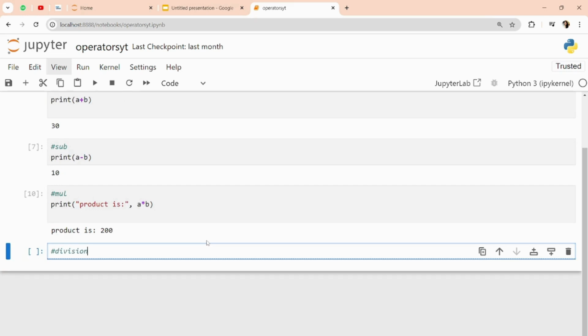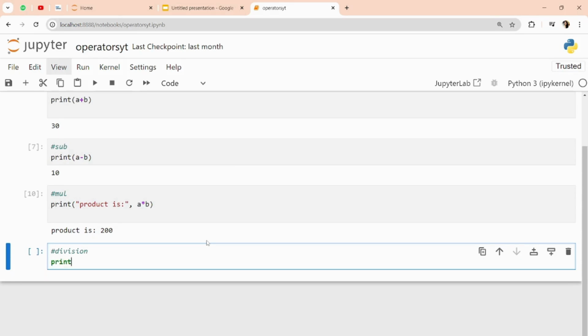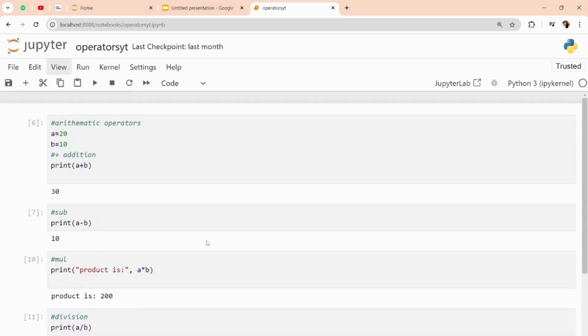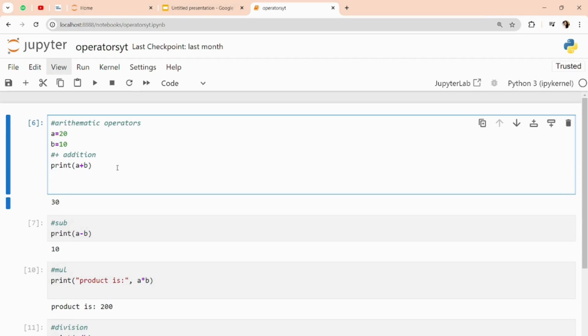So division. So let's print a slash b. So the division, it has given a floating value, that is 2.0. So 20 divided by 10, it will be 2. So next, let's see. I will print here only so that I can see.